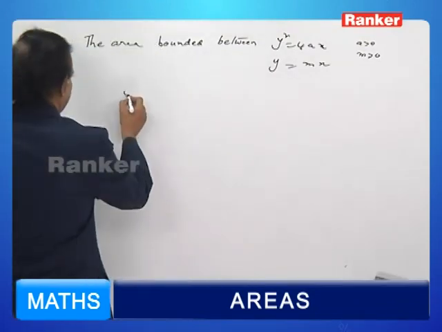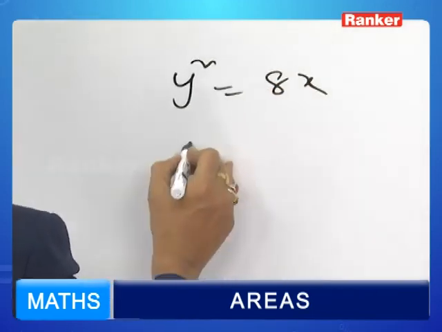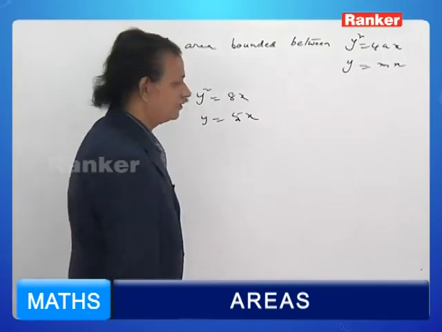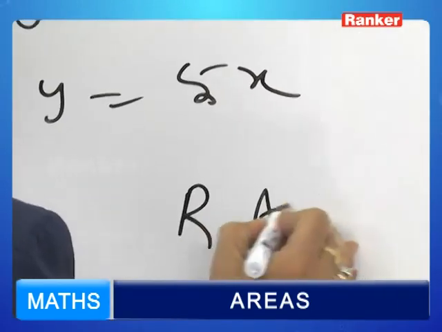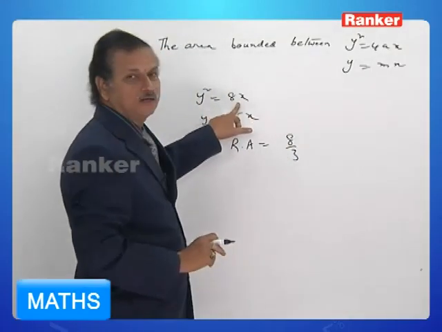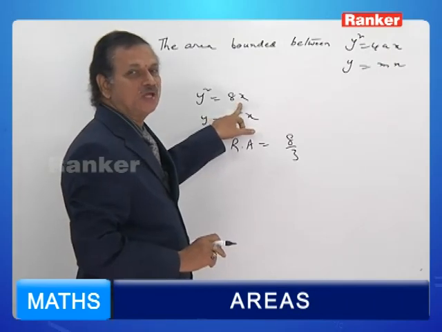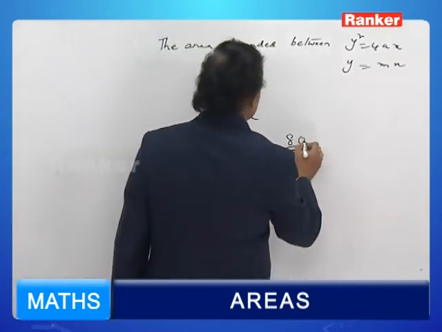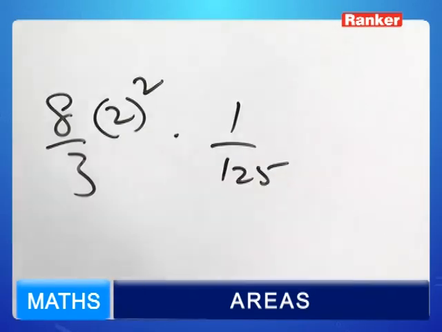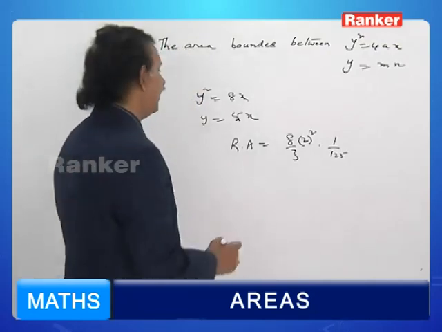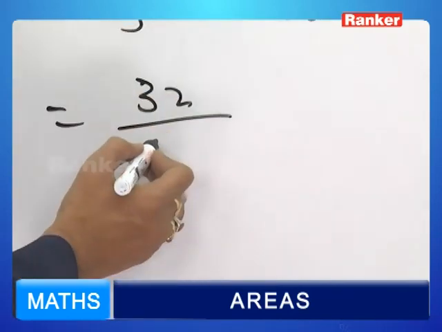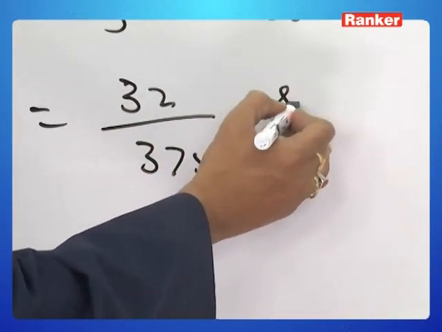Suppose the parabola given is y square is equal to 8x and the line given is y is equal to 5x. What is the area? Required area is equal to 8a square by 3 into 1 by m cube. What is a here? 4a is 8, so a is 2. That is 125. Hence, the total answer is 32 by 375 square units.